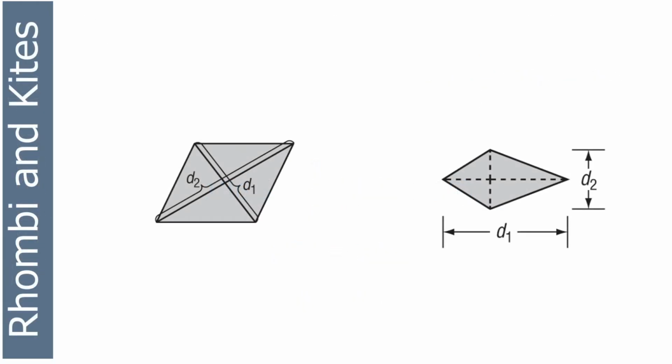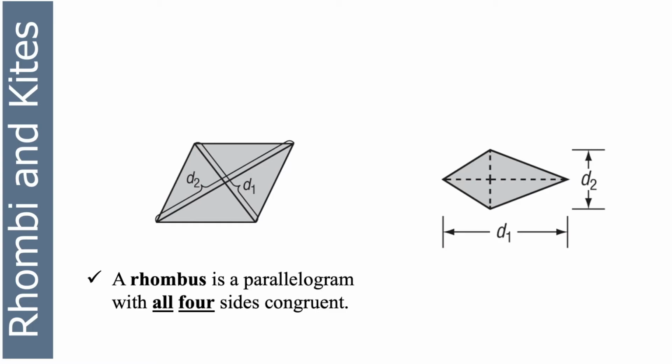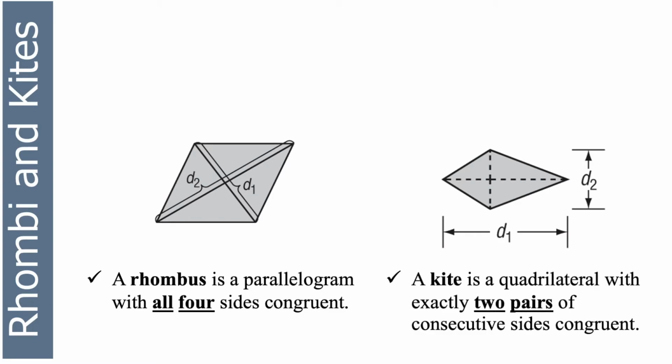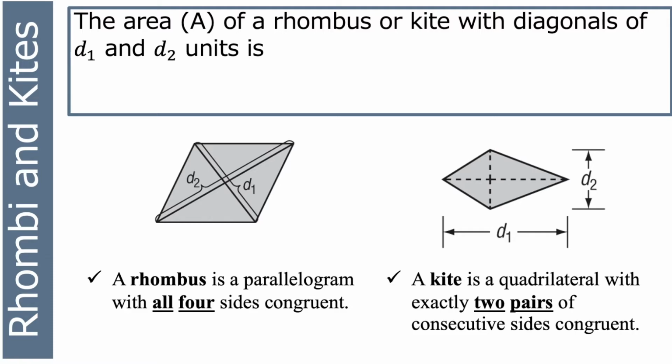Now let's look at rhombi and kites. So a rhombus is a parallelogram with all 4 sides congruent. A kite is a quadrilateral with exactly 2 pairs of consecutive sides congruent. And the cool thing about these is they have the same area formula. So the area of a rhombus or a kite with diagonals of D1 and D2 units is 1/2 the diagonals multiplied times each other. I'll show you how it works.